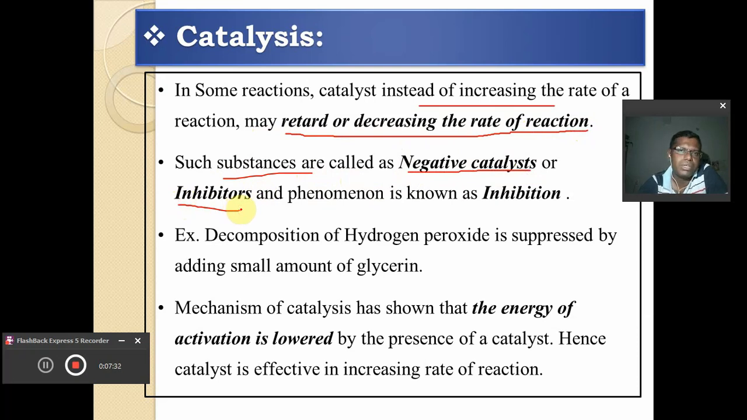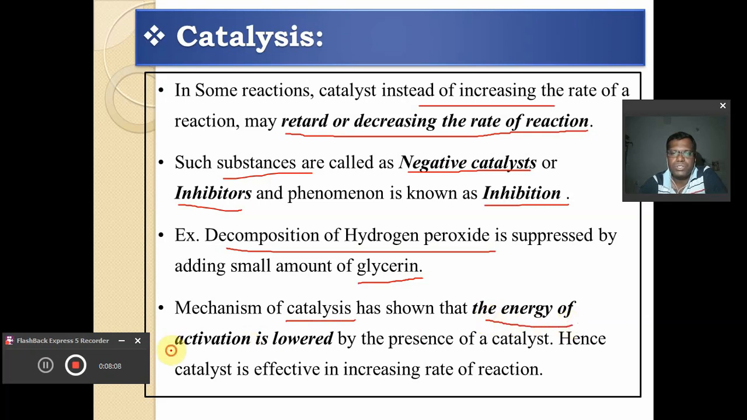It's a very simple term. The substance which decreases the rate of reaction is called the negative catalyst, or the inhibitor, and the phenomenon is called inhibition. For example, the decomposition of hydrogen peroxide is suppressed by the addition of a small amount of glycerin. So this glycerin acts as the negative catalyst, or the inhibitor, and this phenomenon is called inhibition.